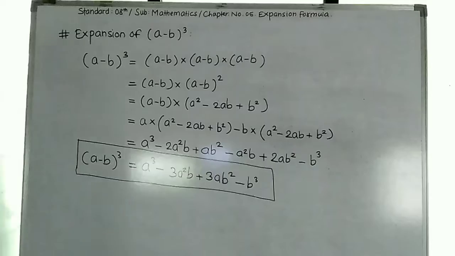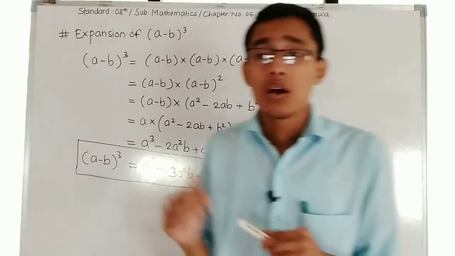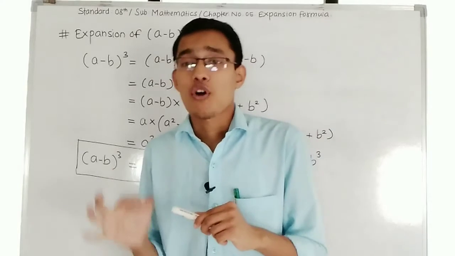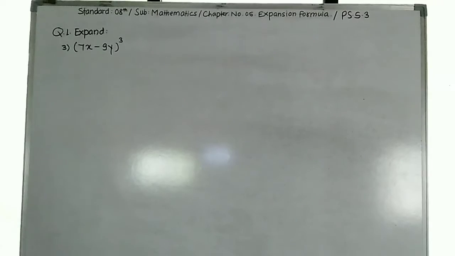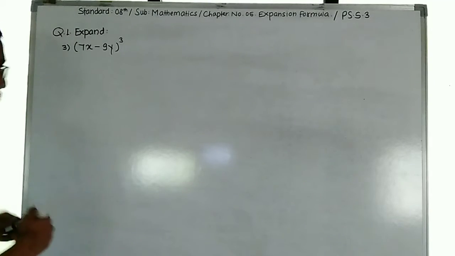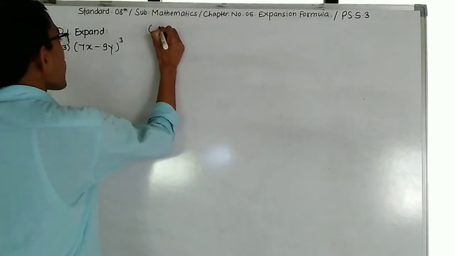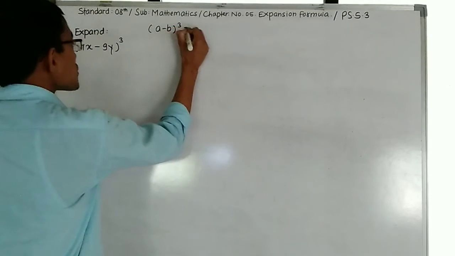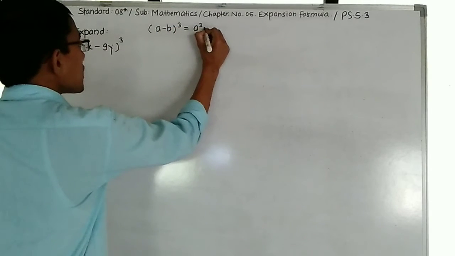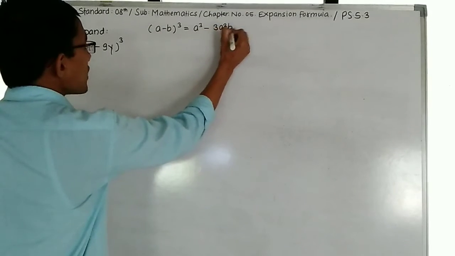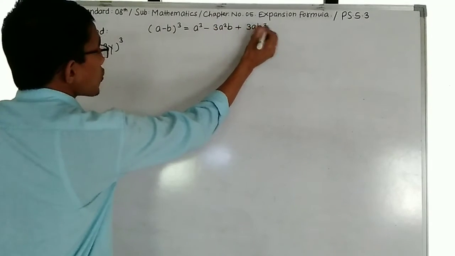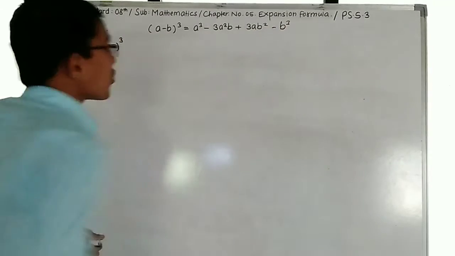Now by using this expansion formula, we are going to solve certain questions of practice set 5.3. We are going to start with sub question 3 of practice set 5.3. So we have to expand (7x minus 9y) raised to 3. The basic logic that we are going to use is very simple. Let us write down the formula first. So (a minus b) raised to 3 is nothing but a raised to 3 minus 3a square b plus 3ab square minus b cube. This is the formula.